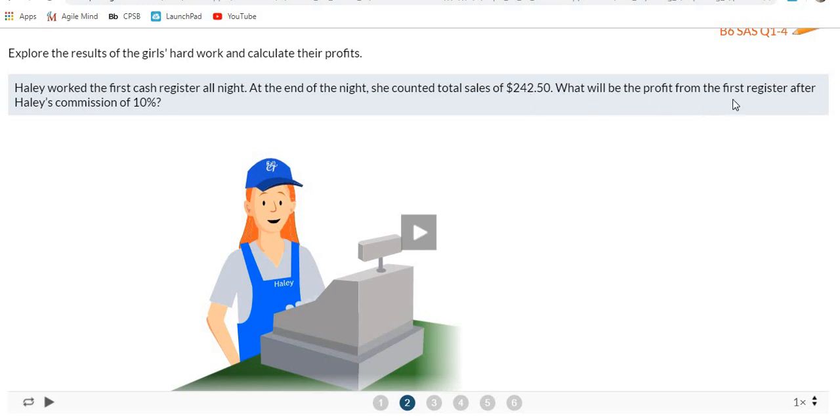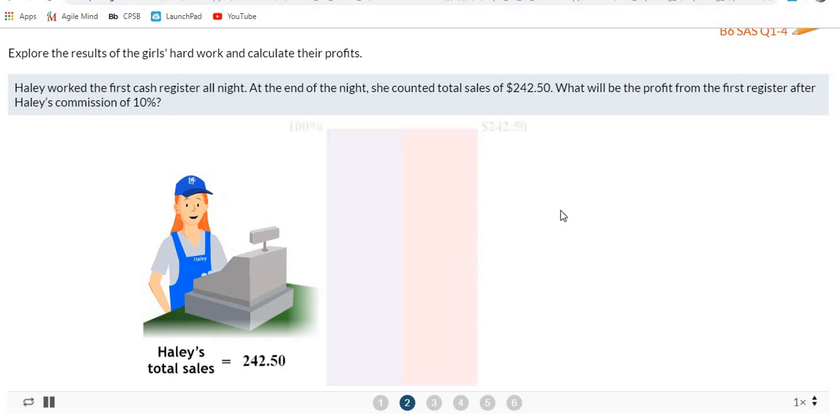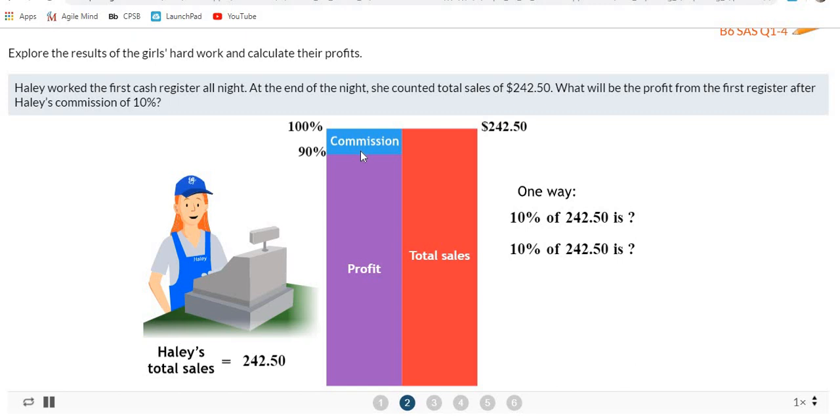What will be the profit from the first register after Haley's commission of 10%? Okay, so the profit is the money left over after she pays herself 10%. So taking a look at that, this was her total sales, which was 100%. The profit went down 10% because she had to give herself commission.